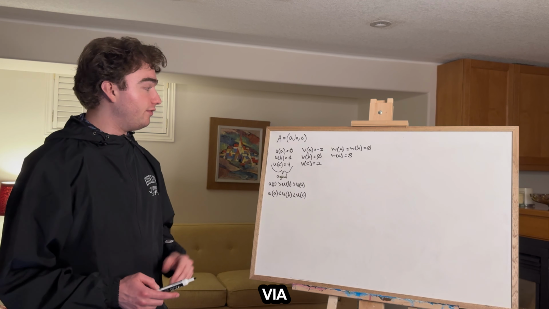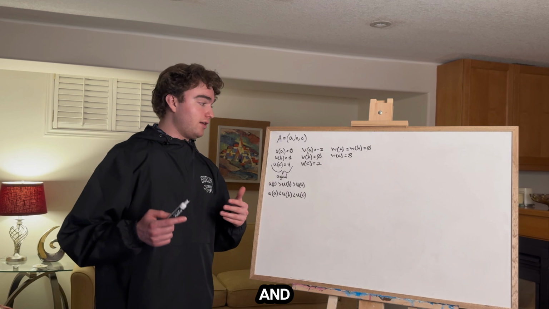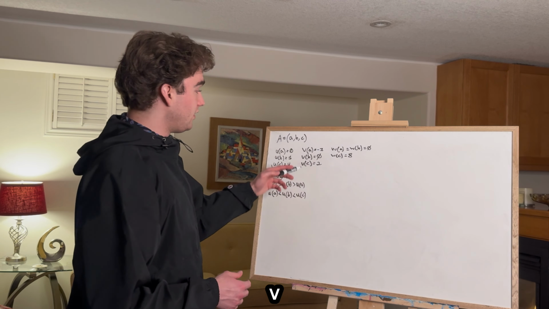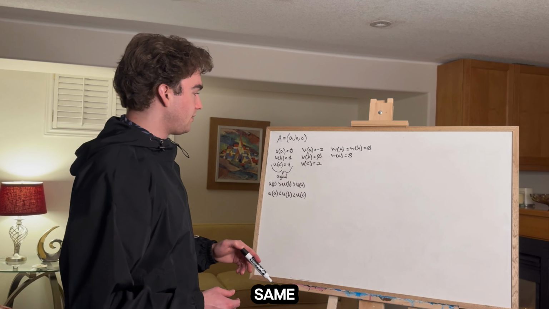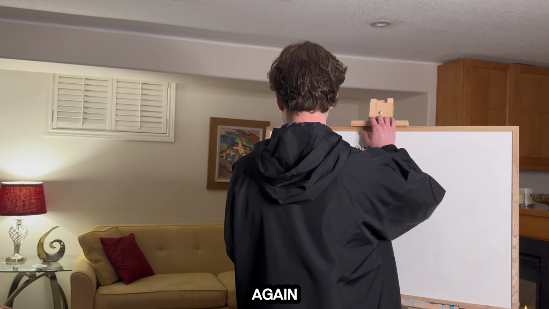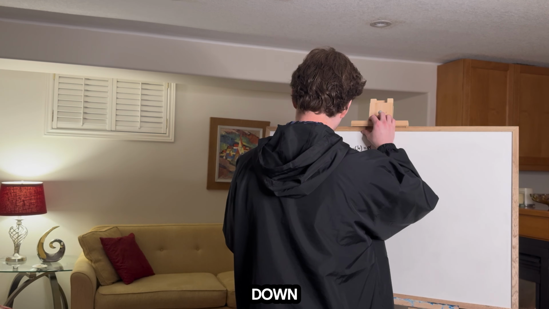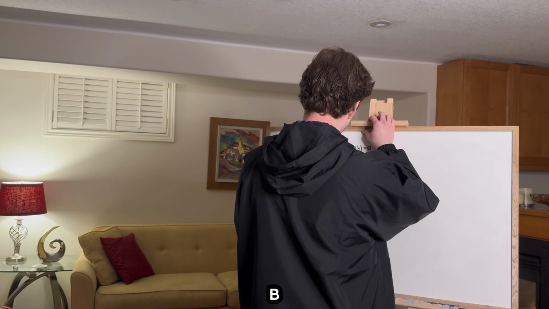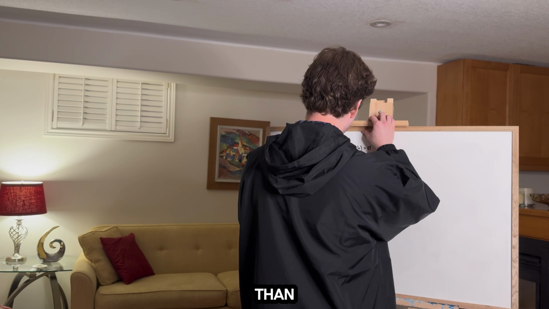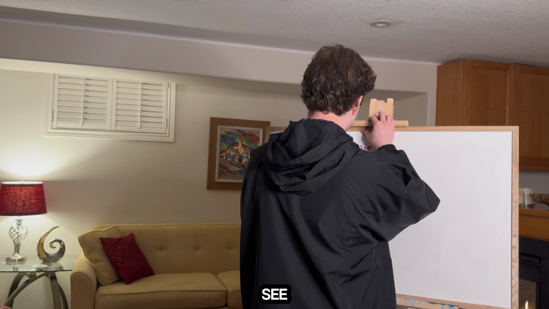So let's do it for V of A, V of B, and V of C. Well, V of C is the biggest, then goes V of B, and then V of A. Okay, so this is the same story here. So again, I'm just going to write it all down. V of A less than V of B less than V of C.